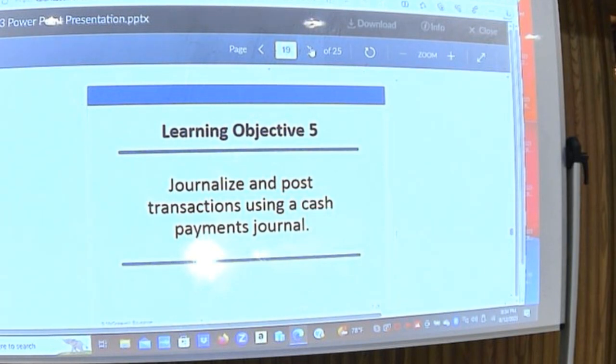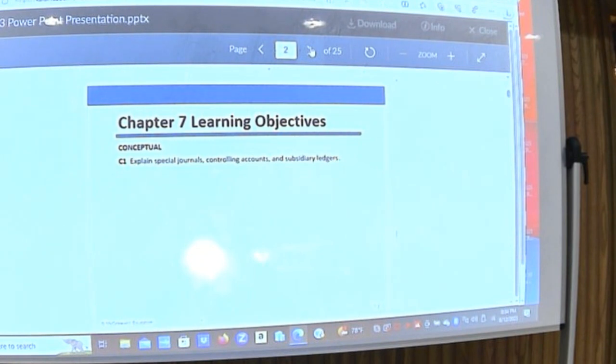Here are some transactions. We're going to take a quick look at those. Again, we're not going to make those entries, but it's good for you to know what they look like. Learning objective: explain special journals, controlling accounts and subsidiary ledgers.